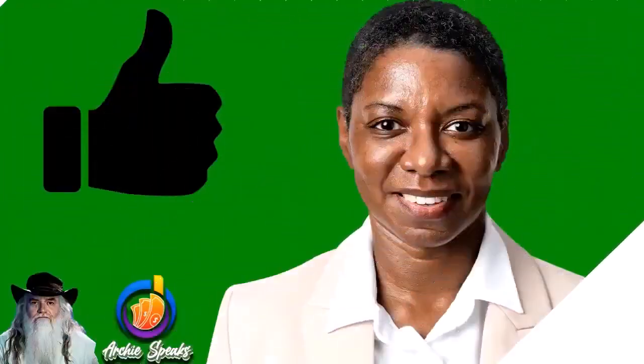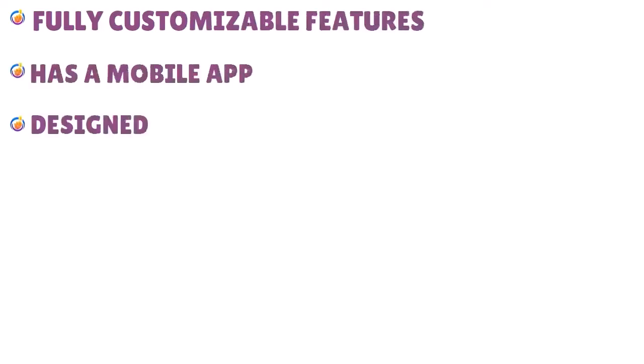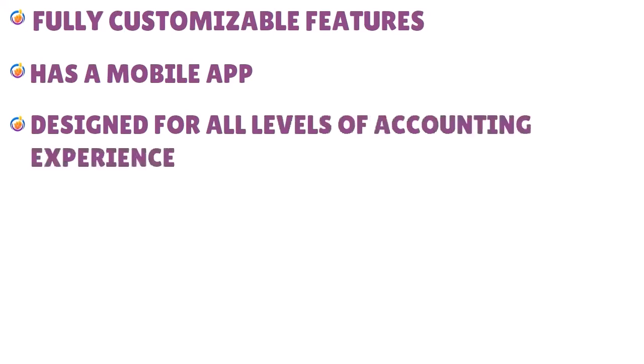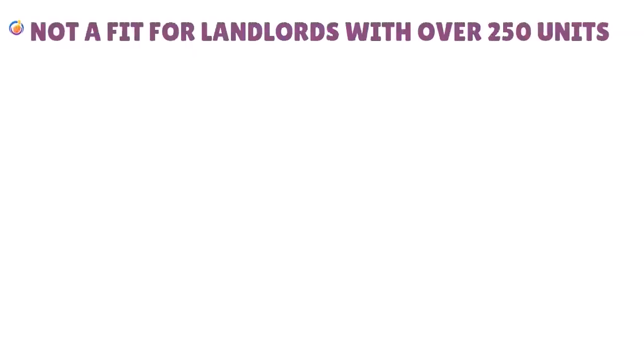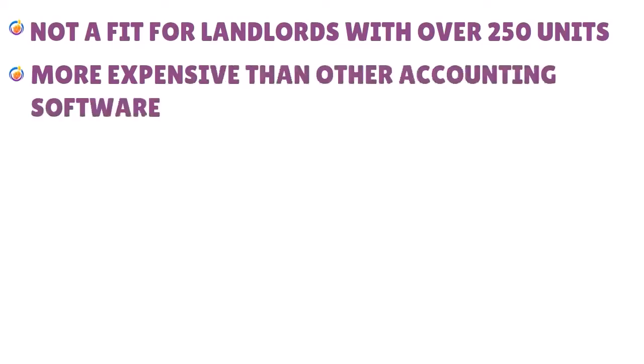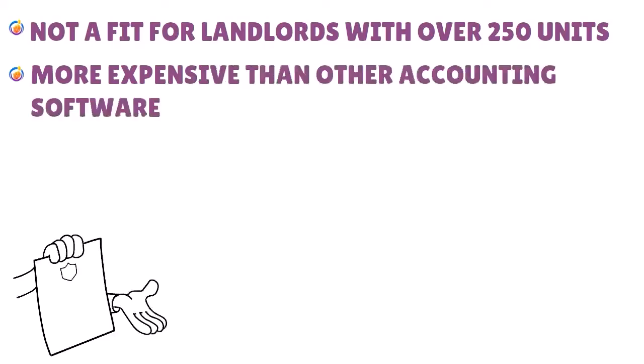So here are the pros and cons of this software. Pros: you have fully customizable features. It has a mobile app, and this is designed for all levels of accounting experience. What about the cons here? This is not a fit for landlords with over 250 units, and this is more expensive than other accounting software. So basically, when you think about Property Matrix, think about the level of granularity in terms of the accounting experience.